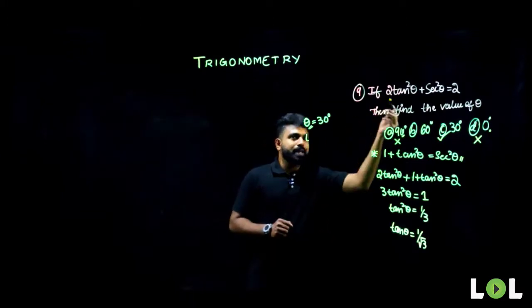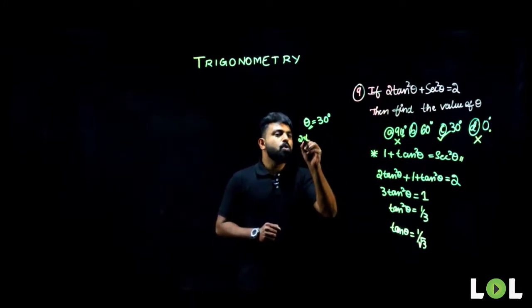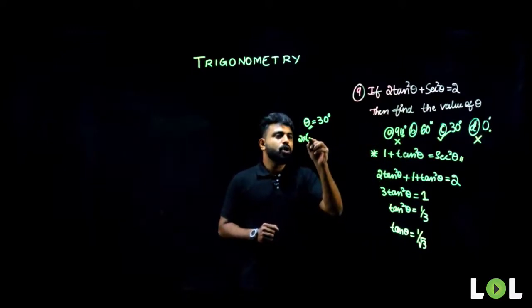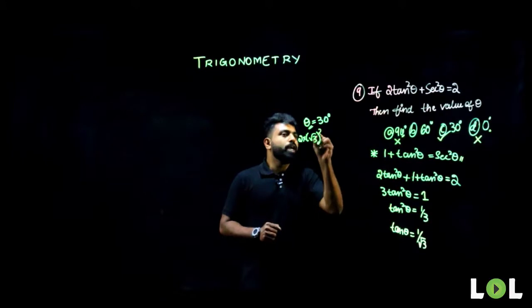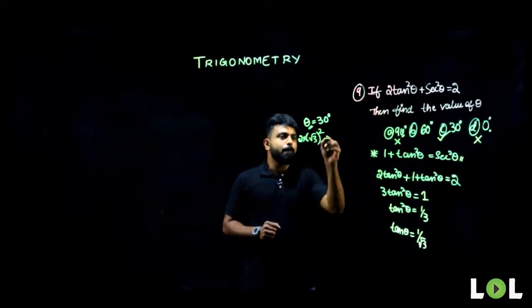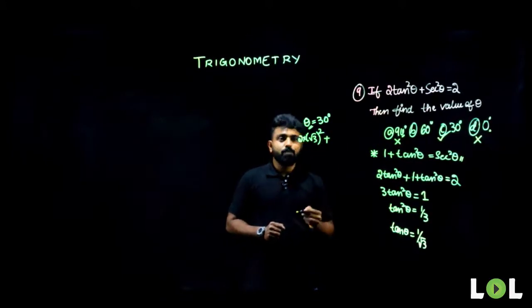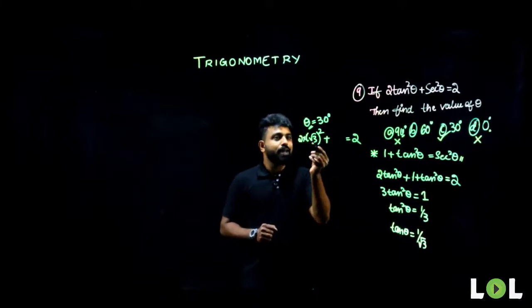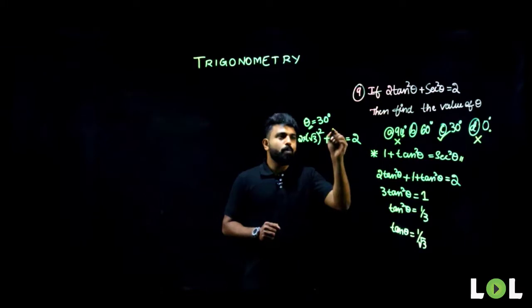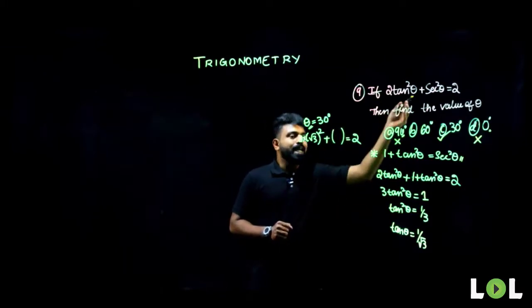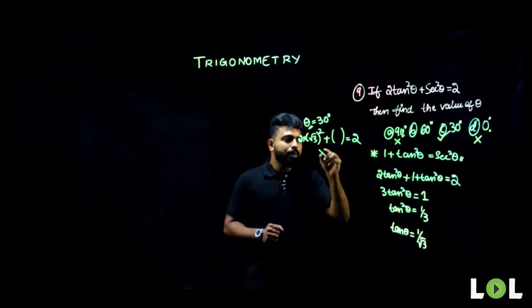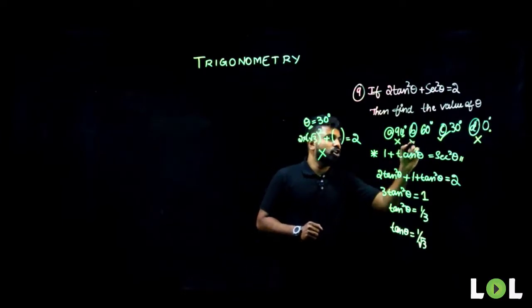2 tan square theta. So 2 into, what is tan theta? If theta is 60 degrees, tan theta will be nothing but root 3. 2 into root 3 the whole square plus secant square theta. You know that right hand side is nothing but 2. We've already got greater than 2. So no matter what value secant square theta takes, this left hand side will not be equal to right hand side. So 60 is not possible.